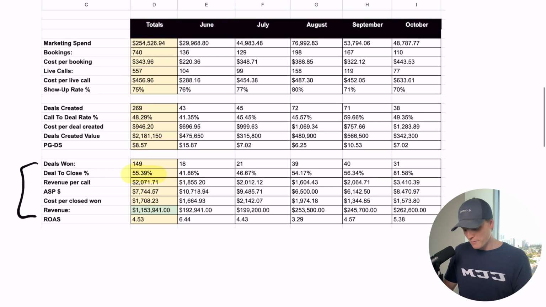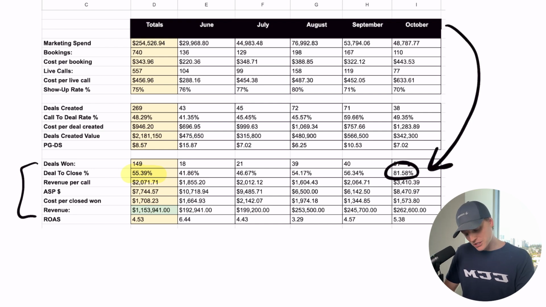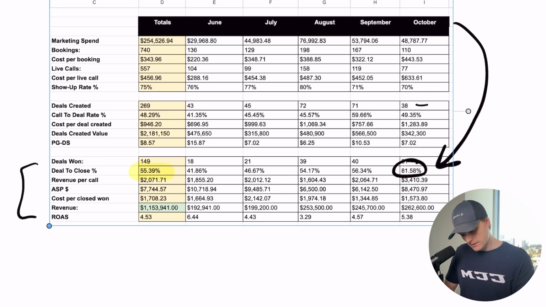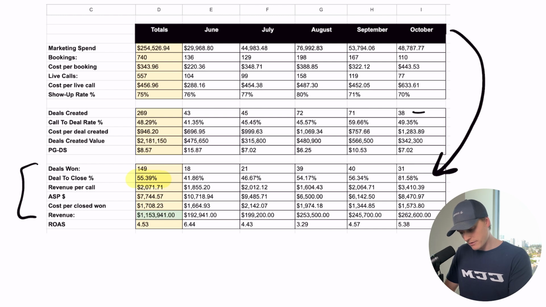Okay, you're closing too many people, and for us that got here in October, we closed 81% of the deals. Deals created 38. I can't see that now. Where did? Oops. Okay, 31. 31. Closed. That's 81%. We spent 48K on ads and we generated 262,000 in revenue that month. Okay. That was when we sort of realized that our pricing was not high enough at $8,400.